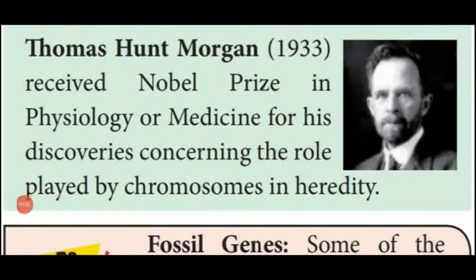Dear students, see the scientist's picture, Thomas Hunt Morgan, in short T.H. Morgan. In the year 1933, he was awarded the Nobel Prize in Physiology or Medicine for his discoveries on the role of chromosomes in heredity. For that he was awarded the Nobel Prize in Physiology or Medicine.